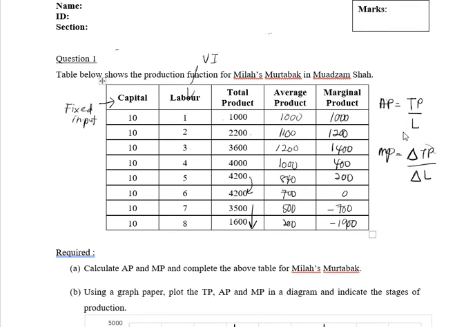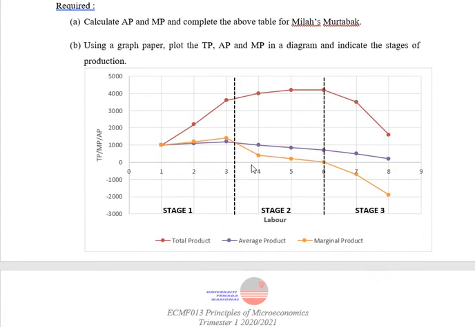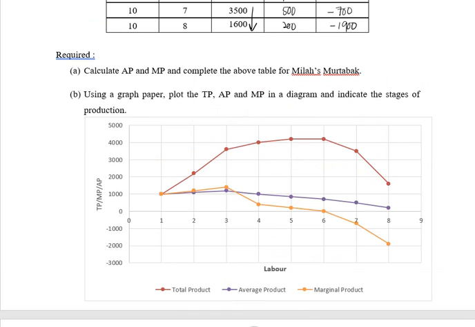Now what you need to do is plot the total product, the average product, as well as the marginal product on a graph paper. So you will have 3 curves, for total product, average product and marginal product, on one graph. What you will get in your graph is basically this one, which I have constructed using Excel. I have ignored the stages first.